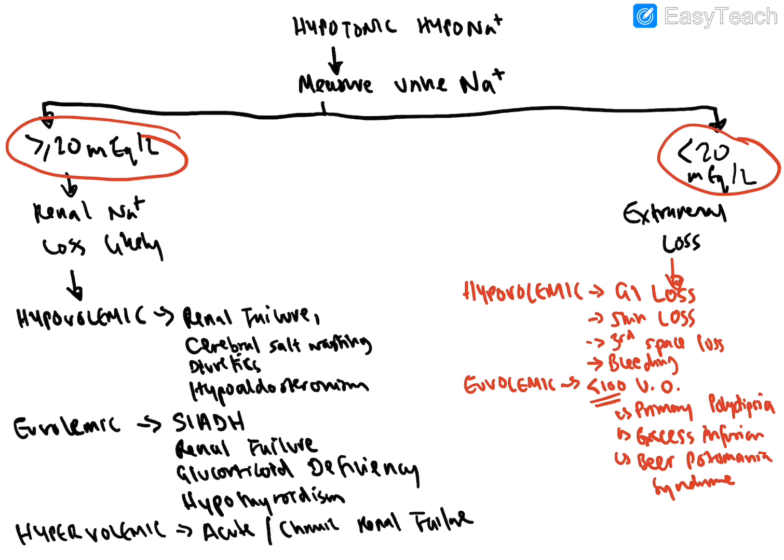And causes of hypervolemic hypotonic hyponatremia due to low urine sodium would be seen in conditions such as congestive heart failure, liver cirrhosis, and nephrotic syndrome.